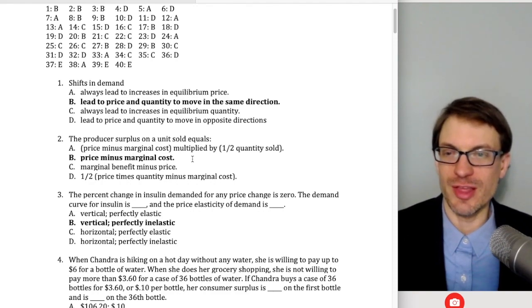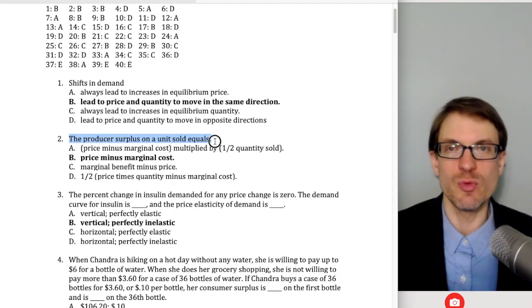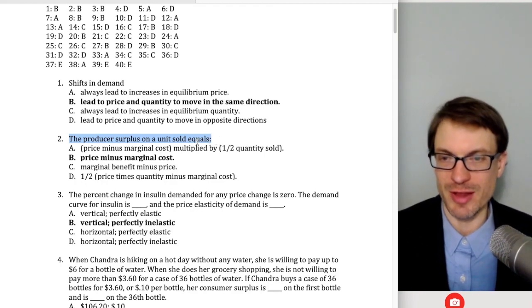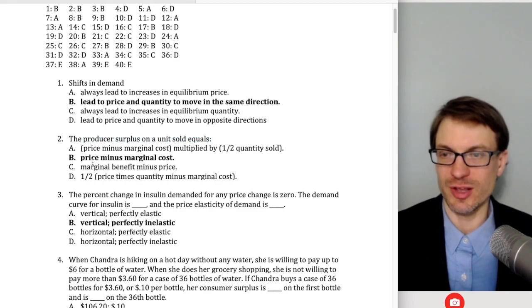But none of that's relevant here, because this is just telling us the producer surplus on a unit sold. On one single incremental unit, the producer surplus comes from the difference between price and marginal cost.